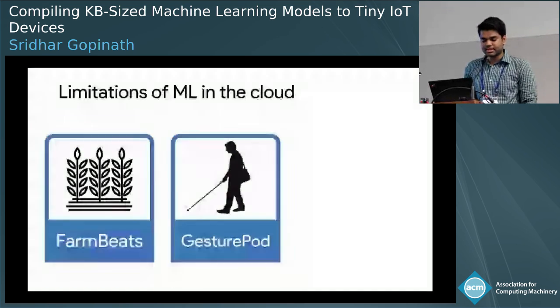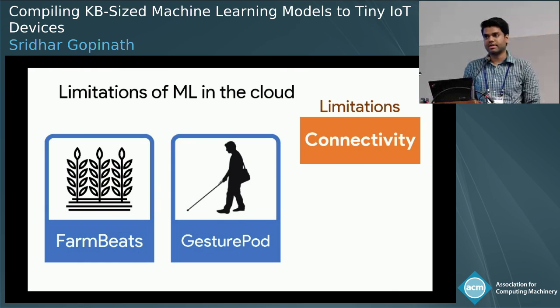FarmBeats and GesturePod are two applications built at Microsoft Research. FarmBeats is a data-driven agriculture project where sensor devices are deployed in remote farms without internet connectivity. Here, researchers want to run machine learning algorithms to help farmers. But without internet connectivity, it is impossible to achieve this goal with the ML in the cloud paradigm.